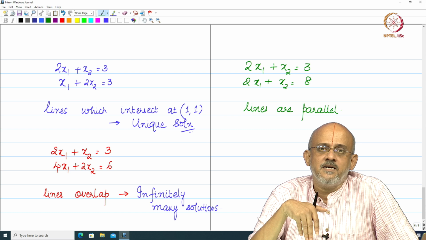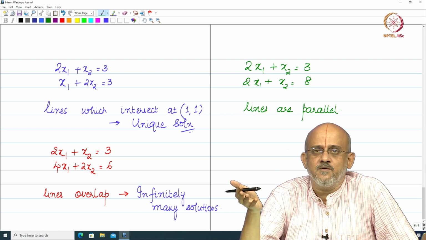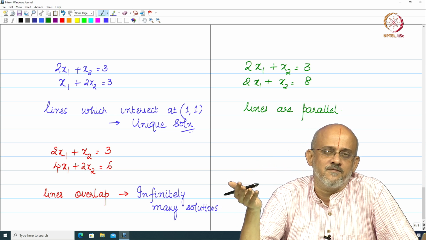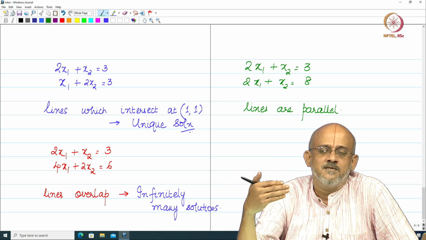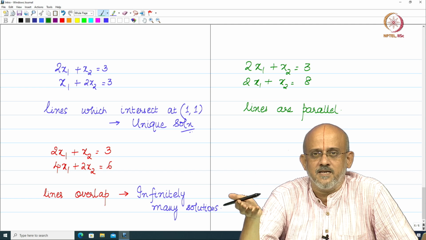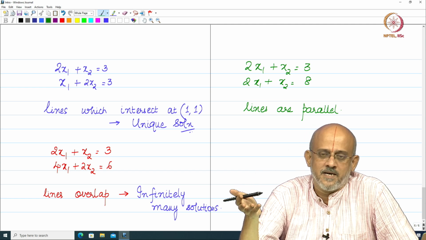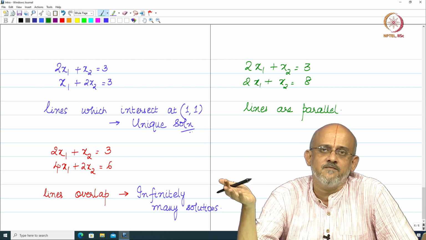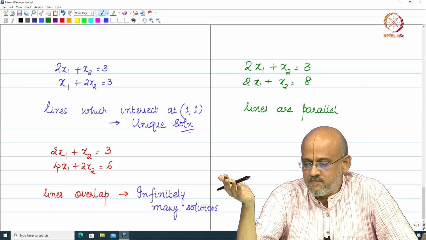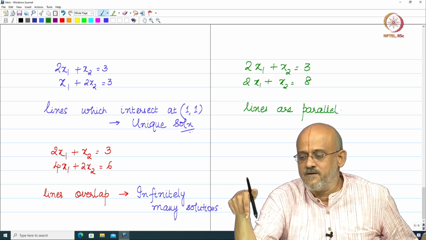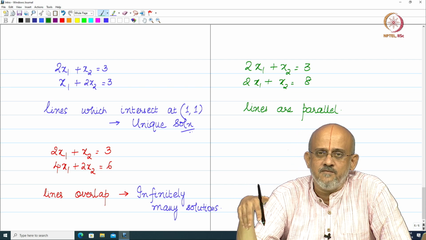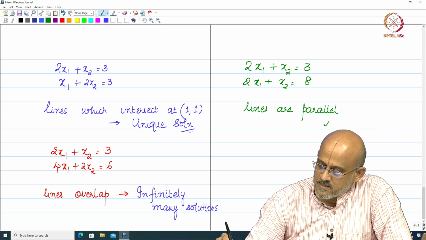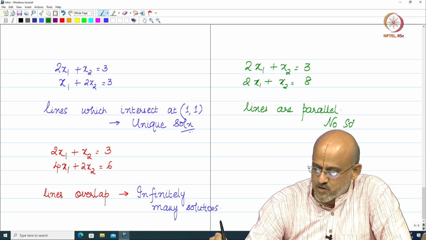In the second case, every point on 2x1 plus x2 is equal to 3 also lies on 4x1 plus 2x2 is equal to 6, which means the second equation is 2 times the first equation. It is basically the same line multiplied by 2. So every point on the first line is also on the second line, and therefore we had infinitely many solutions. In the third case, the lines are parallel, which means the lines do not intersect, and we interpreted this case as a system of equations with no solutions at all.